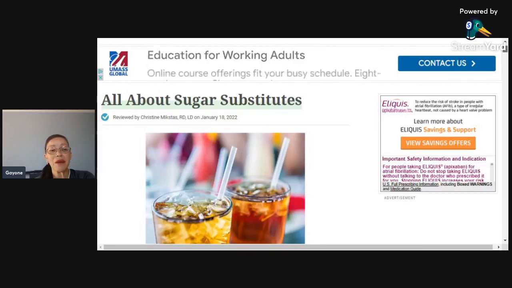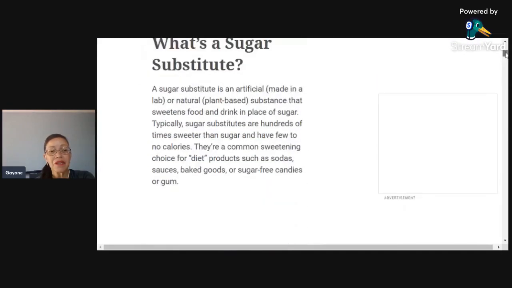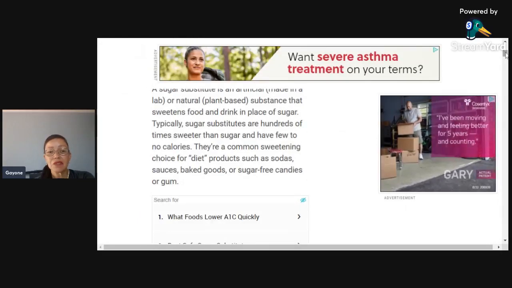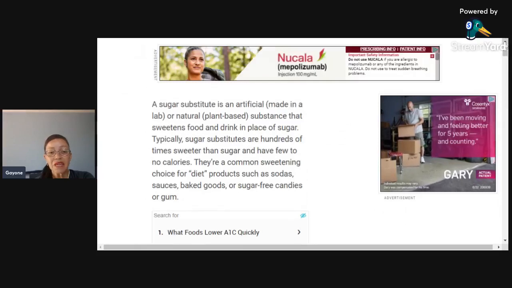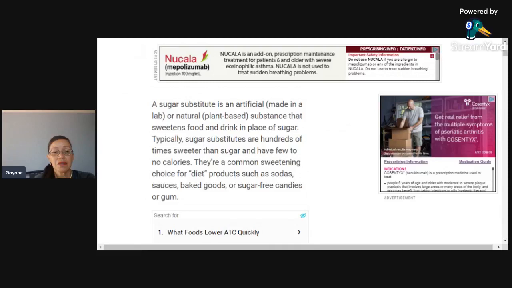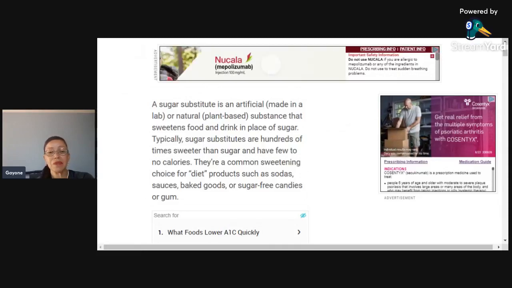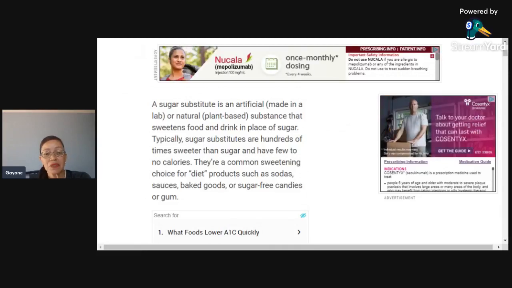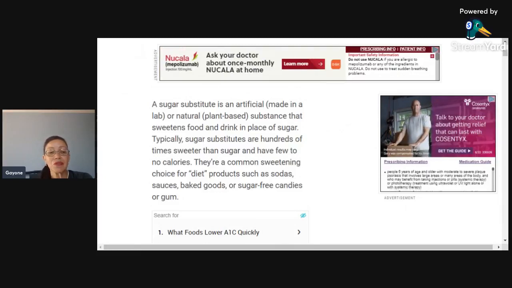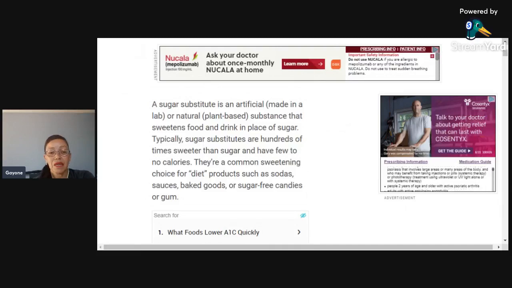This is coming from WebMD today. So what is a sugar substitute? A sugar substitute is an artificial, made in a lab, or natural plant-based substance that sweetens food and drink in place of sugar. Typically, sugar substitutes are hundreds of times sweeter than sugar and have few to no calories. They're a common sweetening choice for diet products such as sodas, sauces, baked goods, or sugar-free candies or gum.